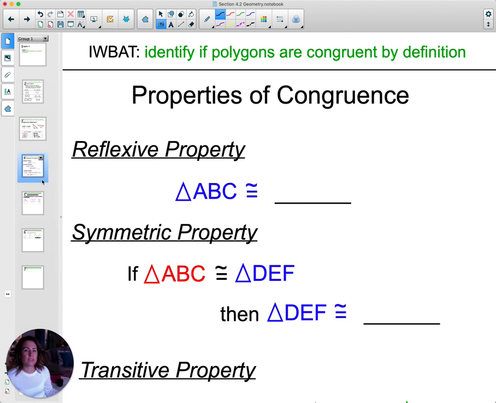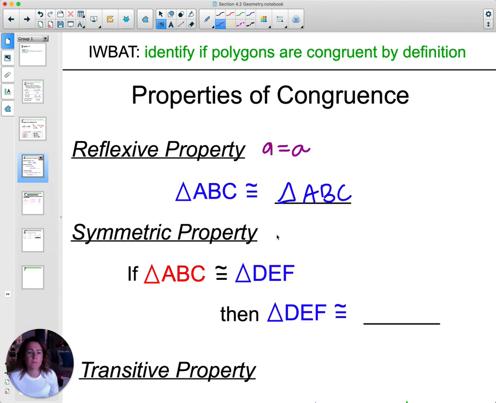Then let's take a look at some properties of congruence. So we've got reflexive, symmetric, and transitive to talk about. You've seen them before in middle school. Reflexive property is that anything equals itself. So if we're going to use reflexive property here, triangle ABC would be congruent to triangle ABC itself.